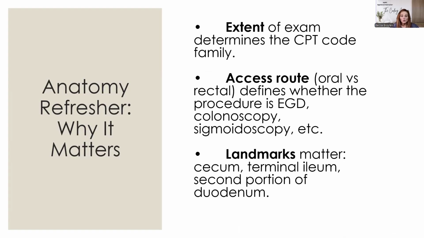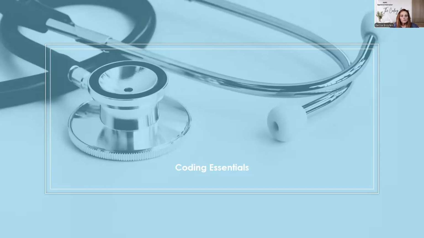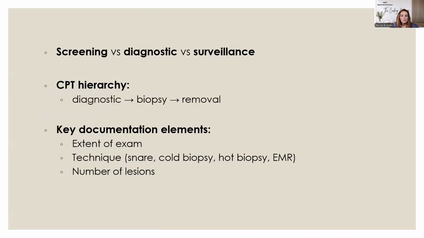So the extent of the exam determines the CPT code family. You need the access route, oral versus rectal, which defines whether the procedure is EGD, colonoscopy, sigmoidoscopy, and so forth. And landmarks matter: cecum, terminal ileum, and the second portion of the duodenum. You should be familiar with these terms. Colonoscopy coding essentials. You need to always choose the highest valued code.